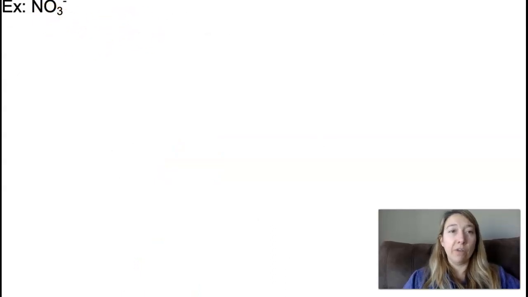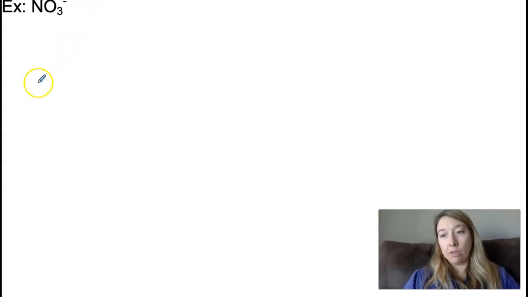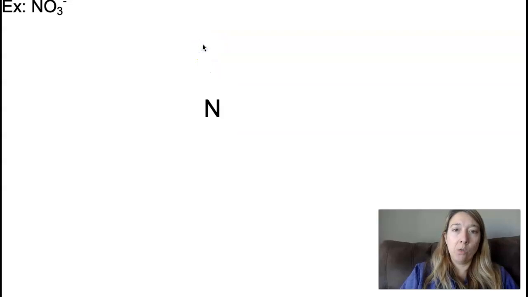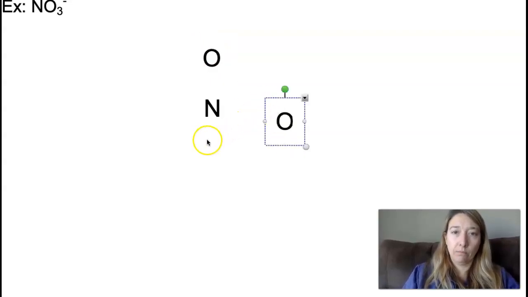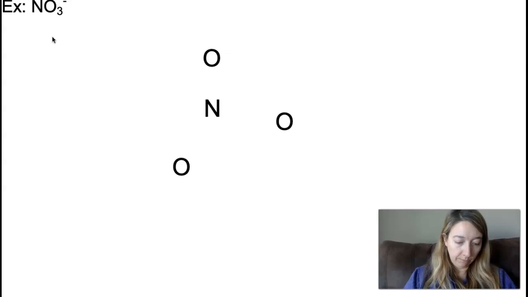So example here of nitrate, right? So think about nitrate. We want to go through all our different steps to draw our diagram. So N is going to go in the middle because it has the most unpaired. We are going to put the O's around it. Okay, so valence electrons, what do we have? So we have nitrogen, which has 5. Then we have 3 oxygens, which each have 6. And then we have that negative charge, so we need to add an additional 1.